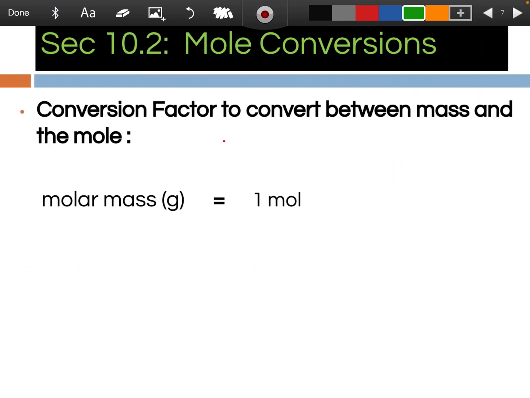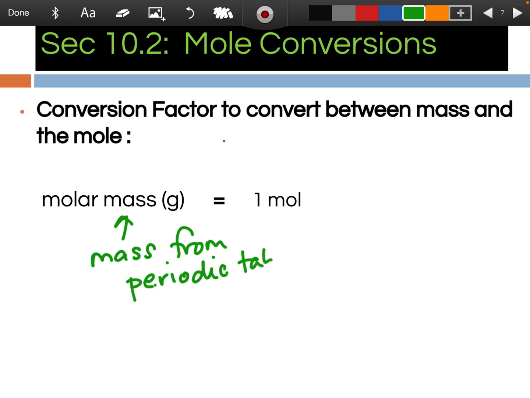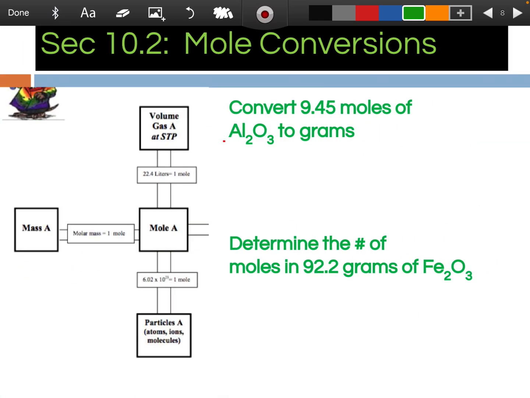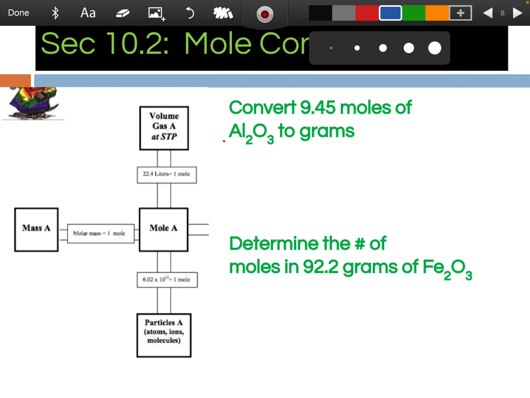All right, so when you're doing mole conversions, you're going to use these molar masses in your mole conversions. So the conversion factor that you're going to use is that the molar mass in grams, so this again is the mass from the periodic table, is equal to 1 mole. So we'll do 2 sample problems on this next slide.